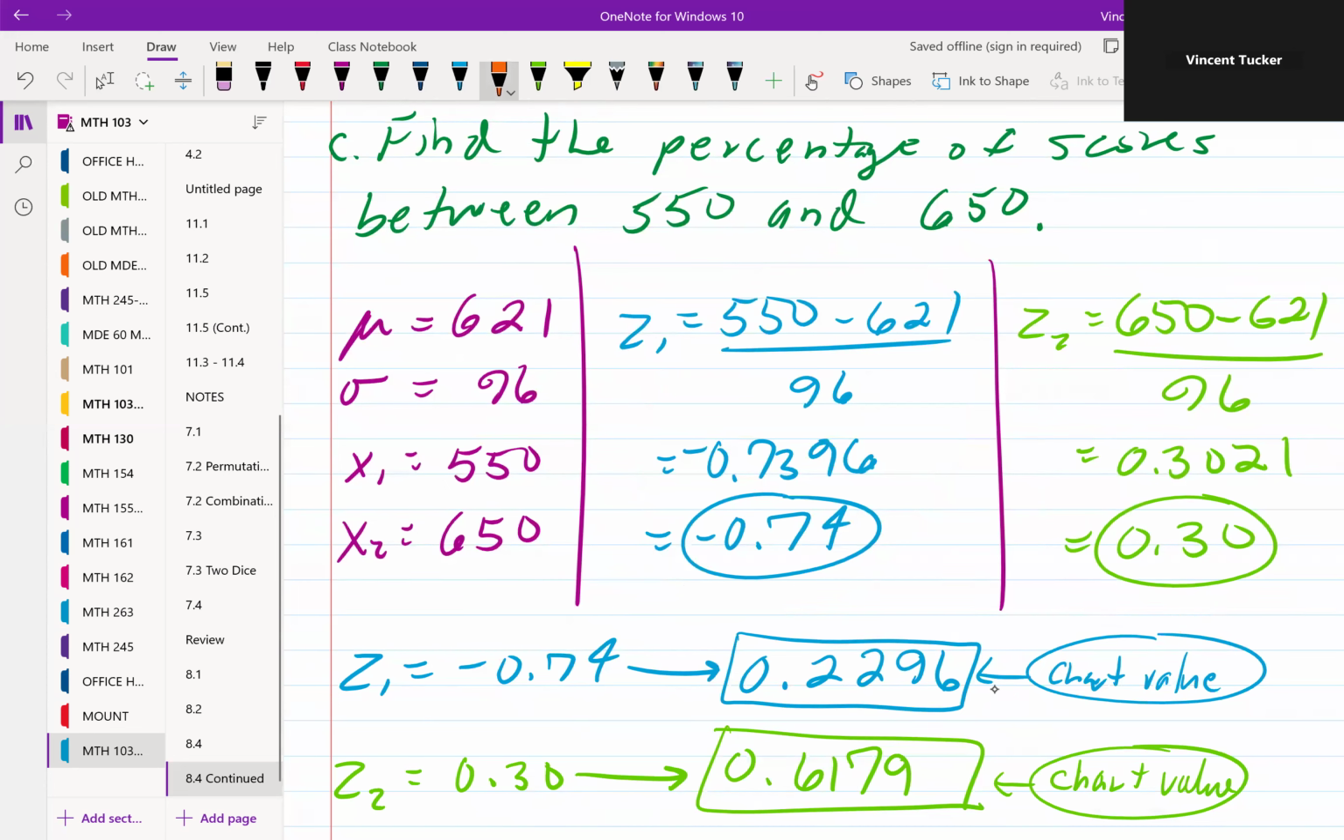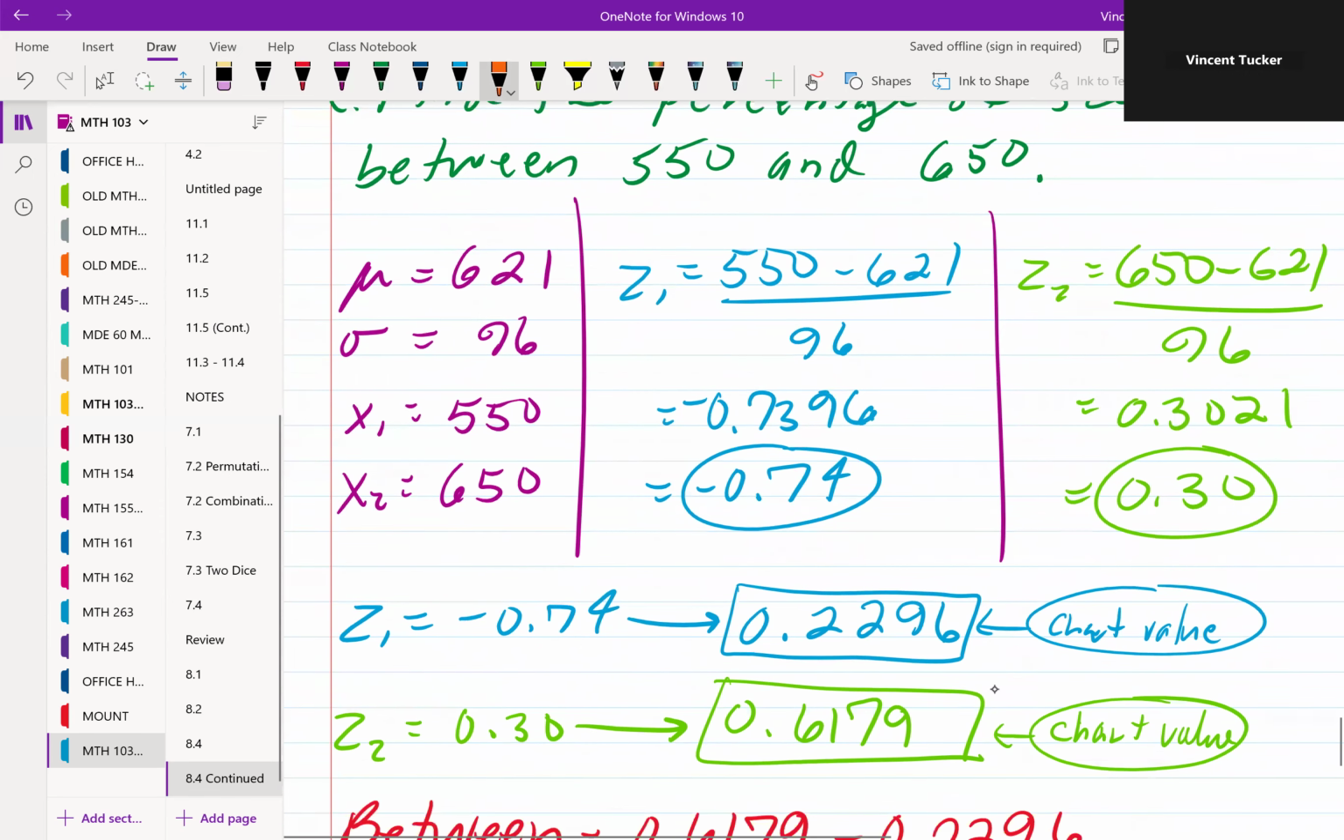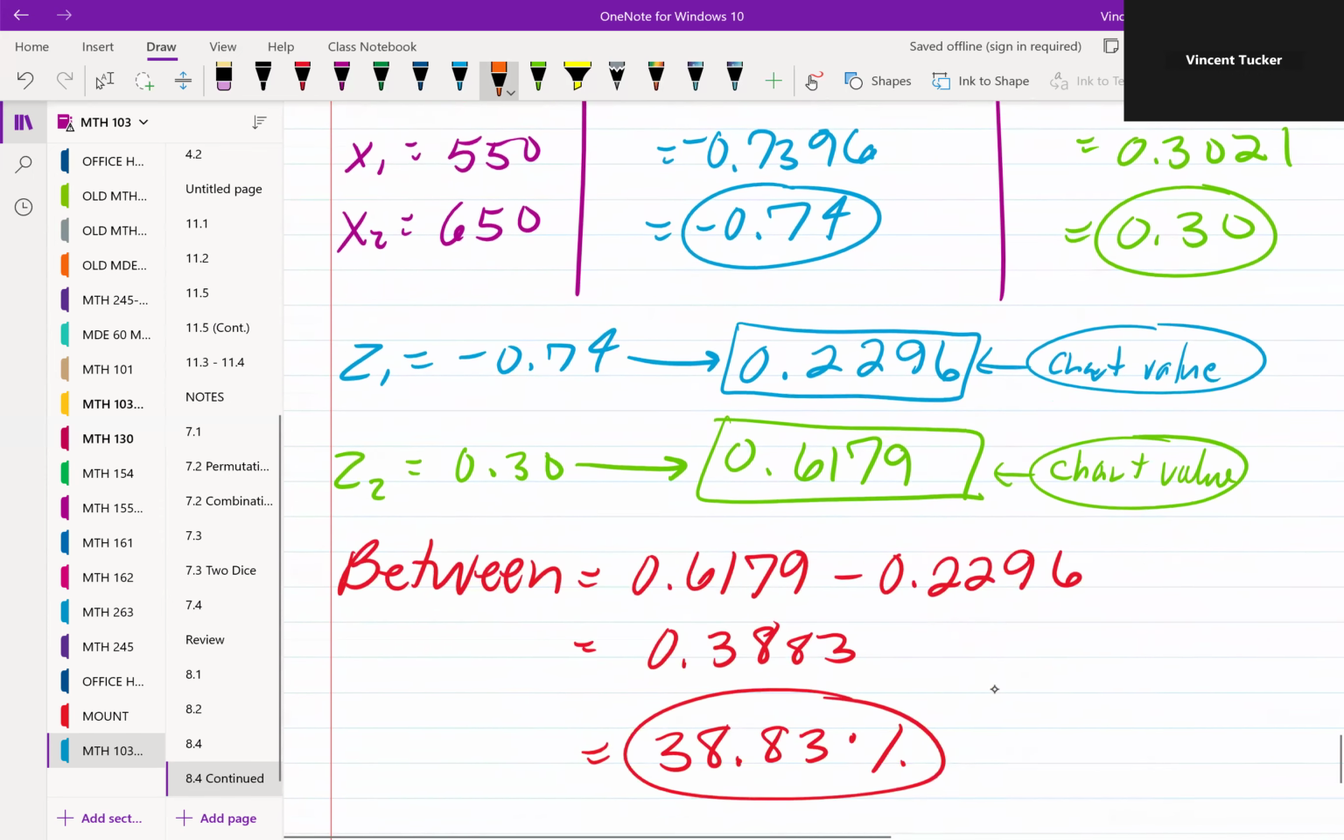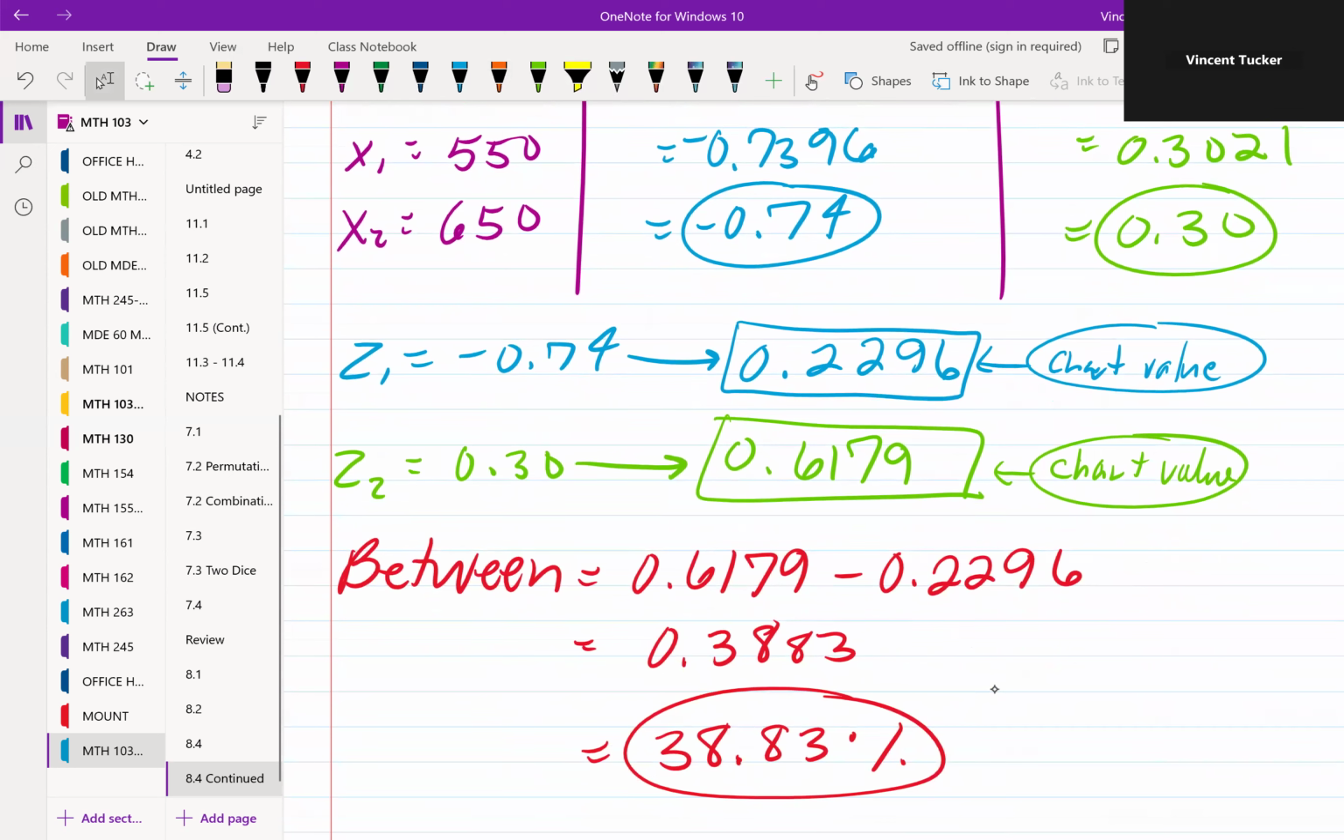Go to the chart. That negative 0.74 will give us 0.2296. That 0.30 will give us 0.6179. Now that we have both of our chart values, we can subtract them from each other. That 0.6179 minus 0.2296 will give us 0.3883, or 38.83%, as our percentage between those two values.